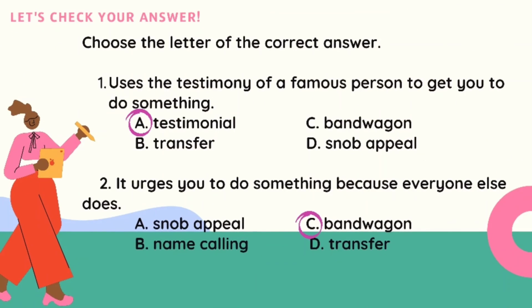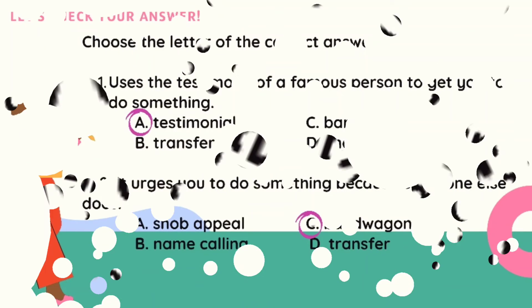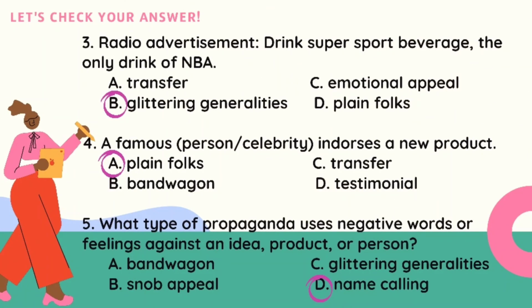Now let's check your answers. Number 1, A. Testimonial. Number 2, C. Bandwagon. Number 3, B. Glittering generalities. Number 4, A. Plain folks. And number 5, D. Name calling.